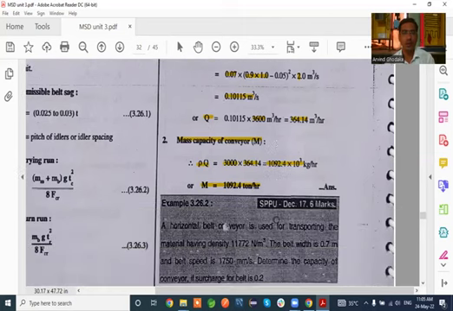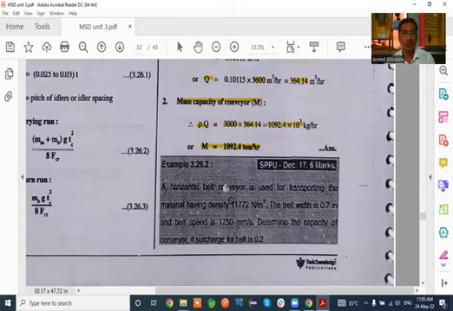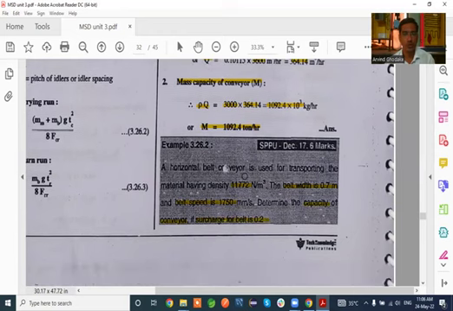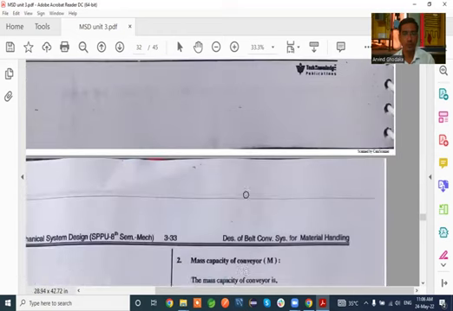Now we will see one more example on the same. A horizontal belt conveyor is used for transporting the material having density 11,772 Newton per meter cube. The belt width is given as 0.7 meter and belt speed is given as 1750 mm per second. We have to determine the capacity of the conveyor, that is nothing but the mass capacity of the conveyor, and the surcharge for the belt is given as 0.2. So this is the problem statement for our problem.